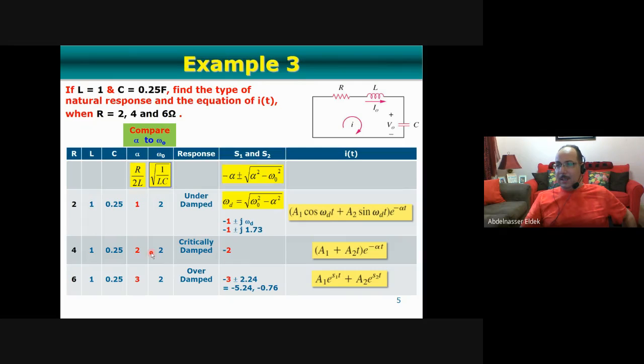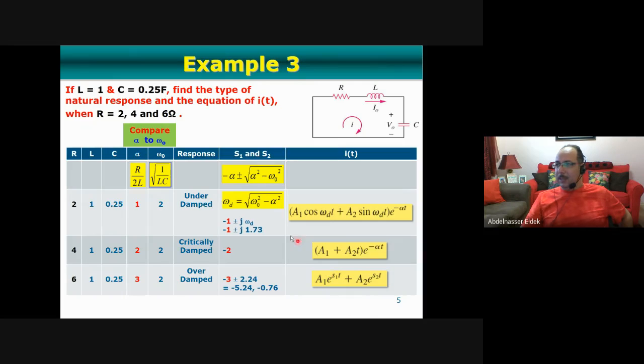For the second part here, 2 and 2, so they are equal. So this is critically damped. This is the solution, and alpha is just 2. For the third one, alpha is 3, omega is 2, then this is overdamped. Then in this case, the solution is here, and you need to calculate this S1.